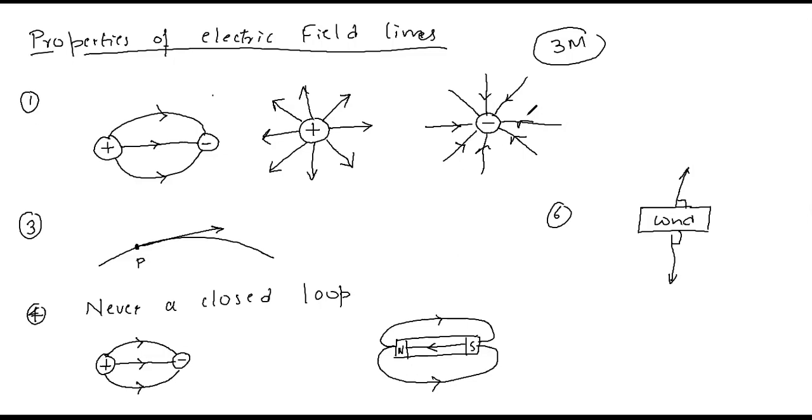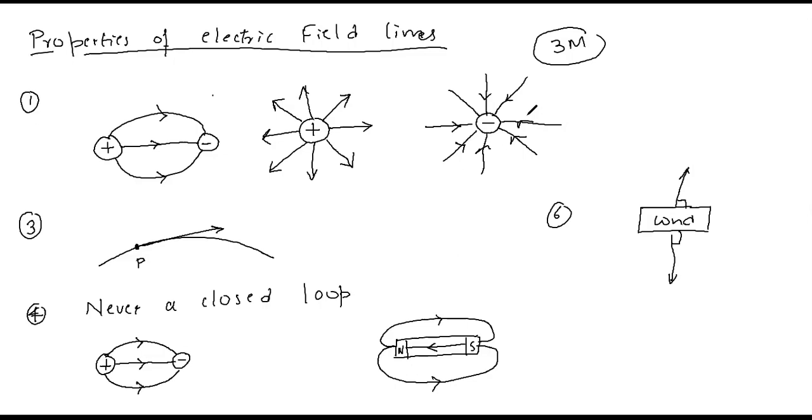And the fourth property, the electric field line is never a closed loop, or you can say the electric field lines are always open loops. Either of the sentences you can write. Electric field lines are never closed loops, or electric field lines are always open loops. Anything you can write. And the fifth one is electric field lines never cross each other.